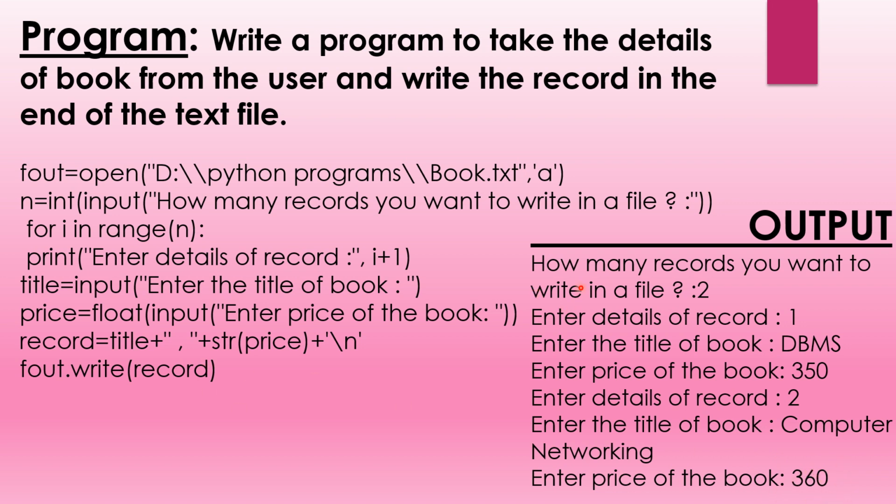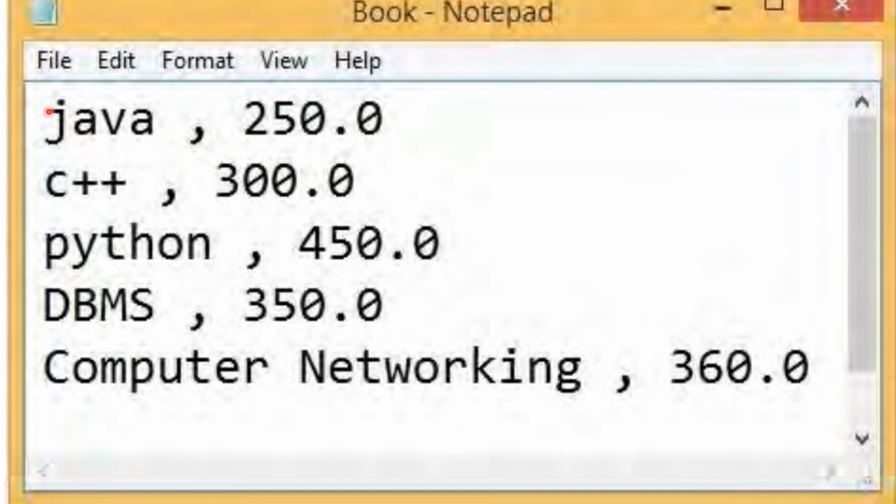Now I will show you how this has changed the file, the previous file that I showed you. You can see here we have done up to this. After this we have done one program. Since append is used to add at the end of the file, here you can see the file name dbms is here, and 350 is its price, and computer network and 360 is its price.